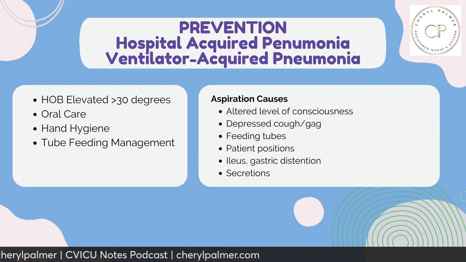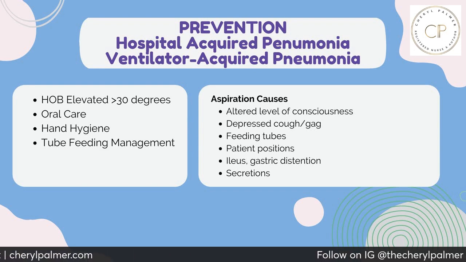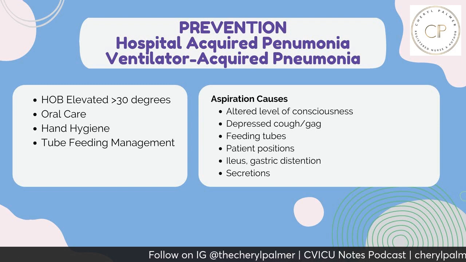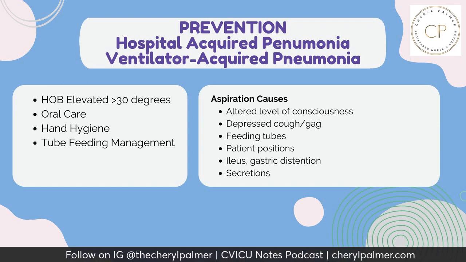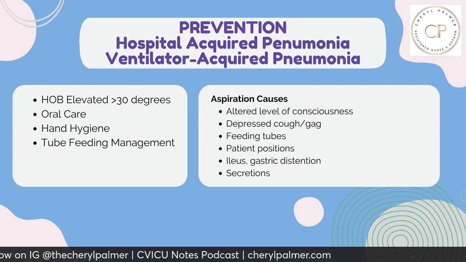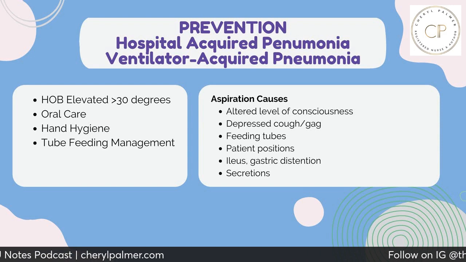Aspiration causes altered level of consciousness when somebody can't maintain their airway or control their secretions. Depressed cough or gag, feeding tubes, patient positions, which we just talked about, and ileus or gastric distension and secretions.